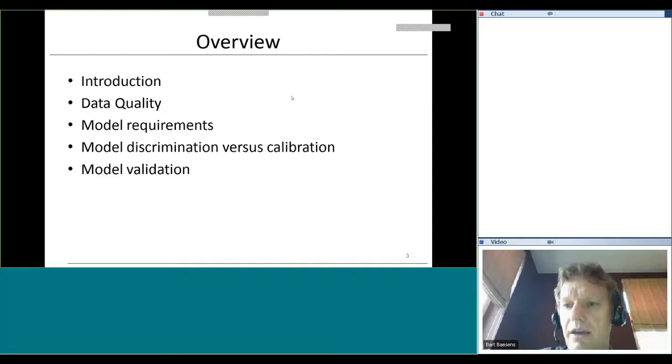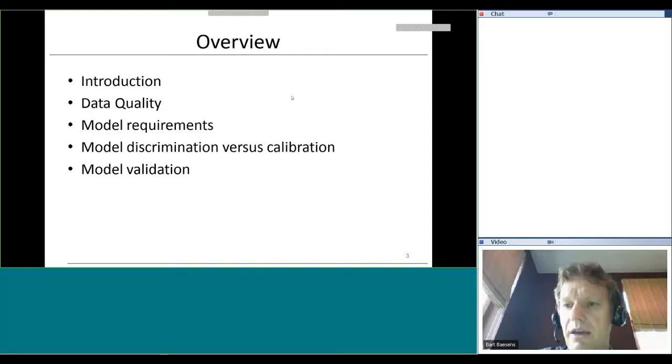Then we'll make a distinction between model discrimination and model calibration. This is a distinction which is very important in credit risk modeling, and the importance of it has been further amplified by means of the recently introduced Basel II, Basel III capital accords. Finally, we will end with some closing remarks about model validation.